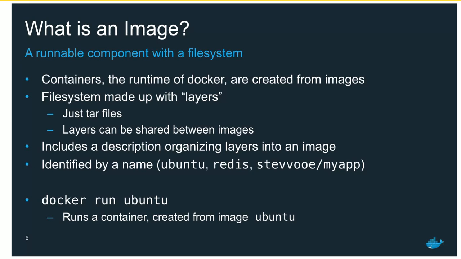So containers, effectively the runtime of Docker, where you run your applications in Docker, are created from images. The file system of that runnable component is made up of layers, and they're just tar files. And then you take these tar files and you layer them on top of each other, so you can build up the file system. And part of that image specification is a description of organizing those layers into the image. So it says, image A goes above image B, goes above layer C, and so on.